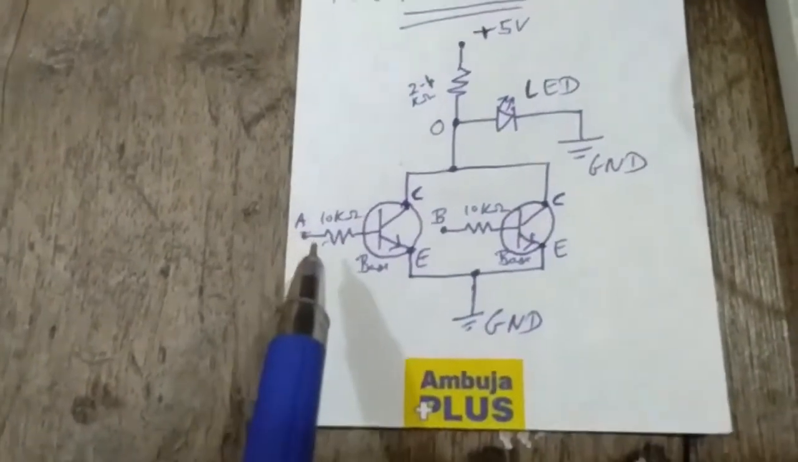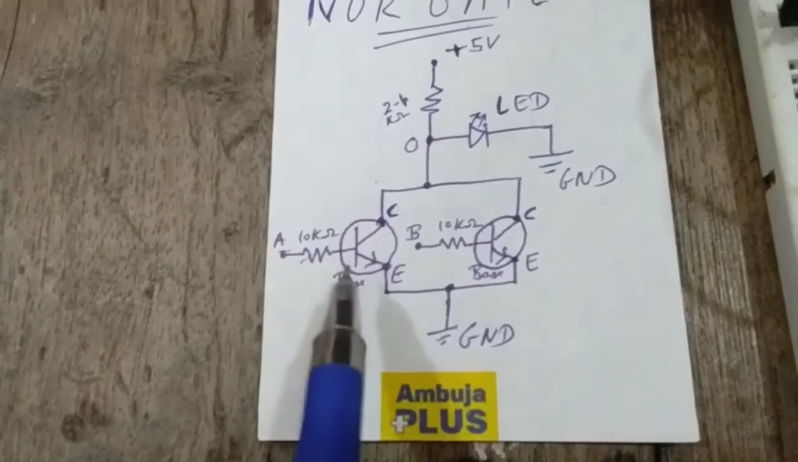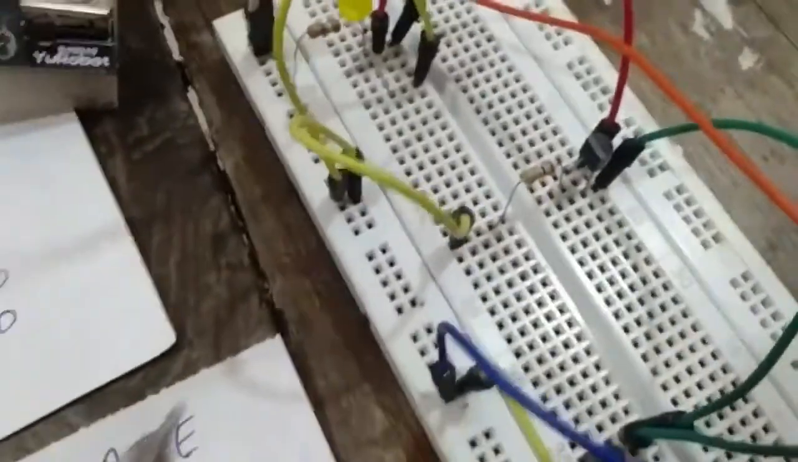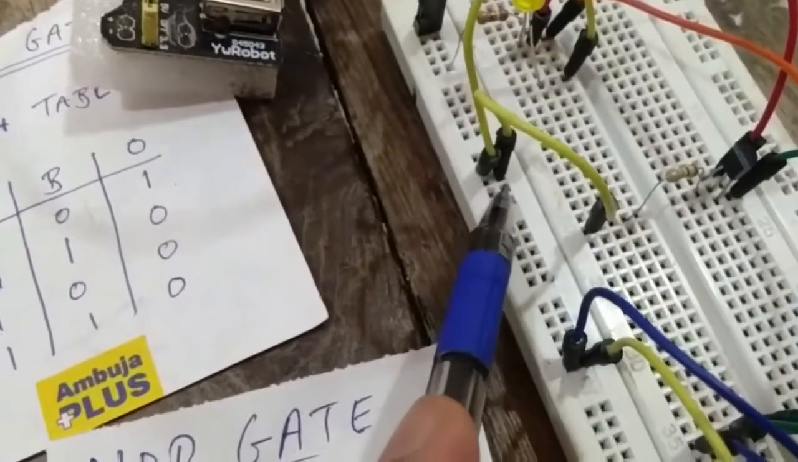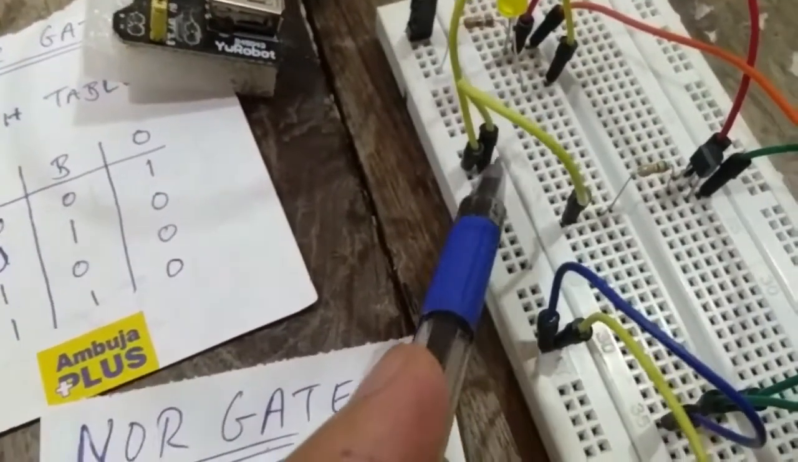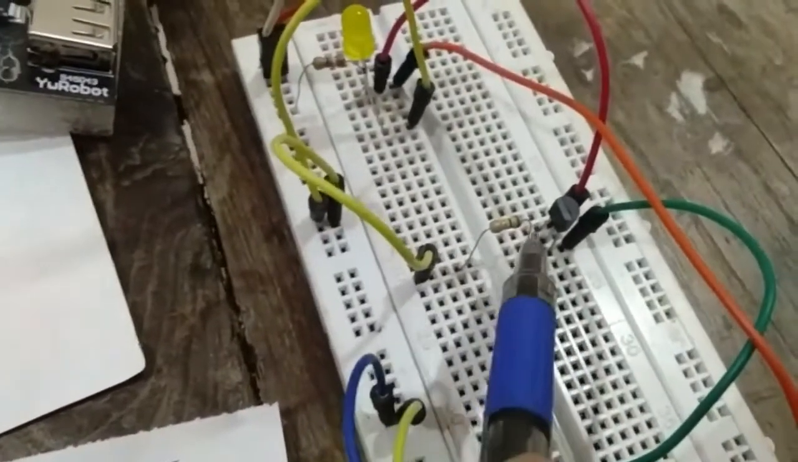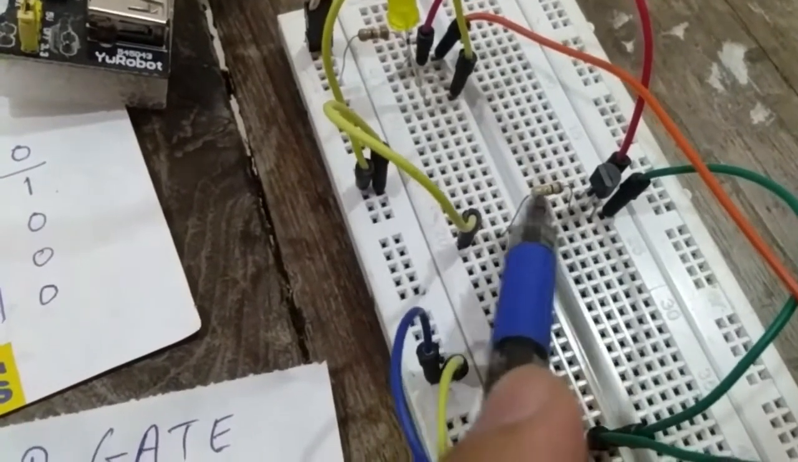Now coming to the transistor. So the first input A is provided to the first transistor through a 10 kilo ohm resistor to the base of my first transistor. So here you can see this is my first transistor. Through this yellow wire which is connected to the plus 5 volt supply, I have connected a resistor of 10 kilo ohms which goes to the center pin, or the base, of my first transistor.